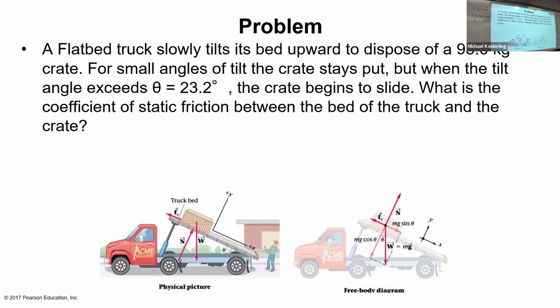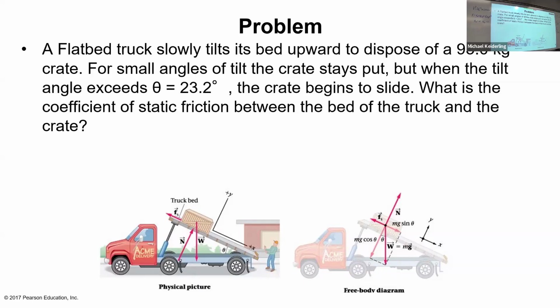So that is what this problem is about. A flatbed truck slowly lifts its bed upwards to dispose of a 95-kilogram crate. For small angles of tilt, the crate stays put, but when the tilt angle hits 23.2 degrees, the crate begins to slide. So what is the coefficient of static friction between the bed of the truck and the crate?